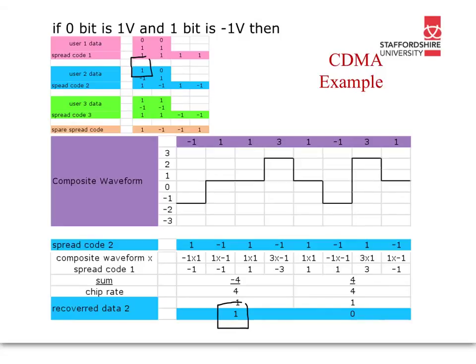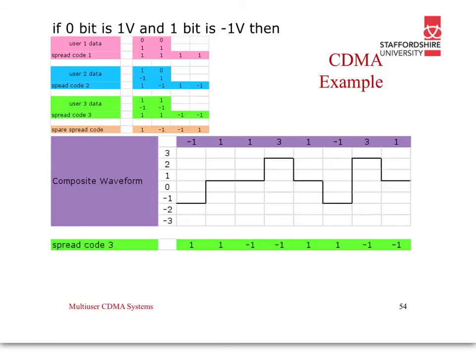We do the same thing with the second bit. 1 plus 1 plus 3 is 5, take away 1 is 4, 4 over 4 is 1, and 0 was transmitted. So for spread code 3, I'll leave you to do that, but I hope you will confirm that 1 and 1 was transmitted.